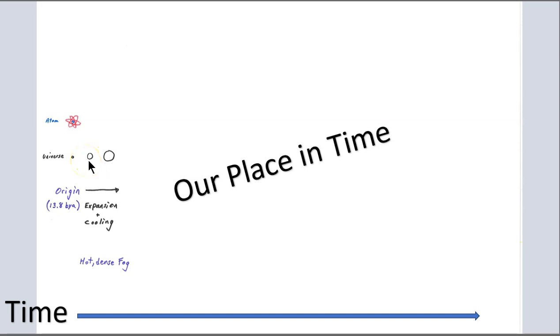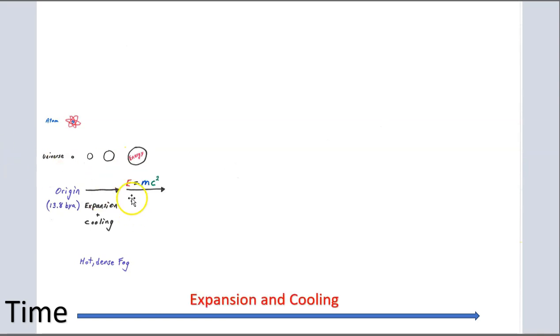The earliest moments of the universe consisted of just a hot, dense fog of energy. But the universe was expanding, and the average temperature of the universe was cooling. Now, Professor Einstein helped us understand that energy and matter are two sides of the same coin. Energy can be transformed into matter and vice versa.